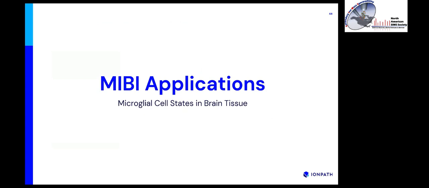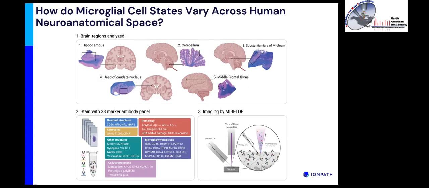And the final application I want to talk about is one that's recently come out in a preprint out of Stanford. In this case, we're looking at microglial cell states in brain tissue. Brain tissue is one that's particularly hard to image with fluorescence-based techniques because of the autofluorescence issue that I talked about earlier. And so really MIBI is suited well to try and understand the morphology and distribution of cells within brain tissue better. Microglia are the macrophages of the brain.